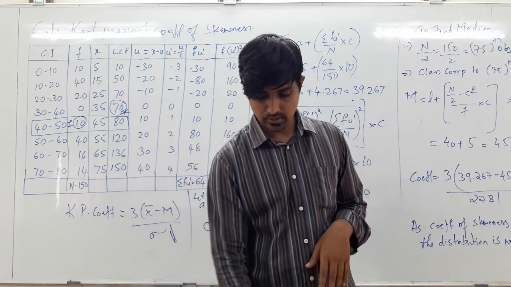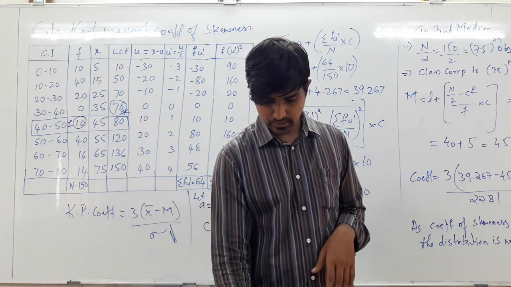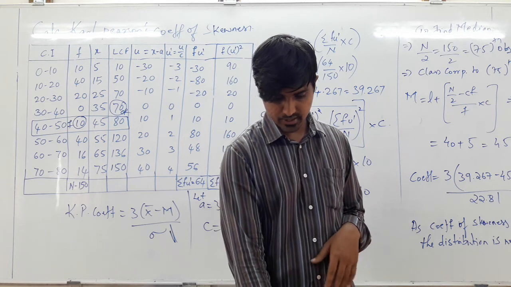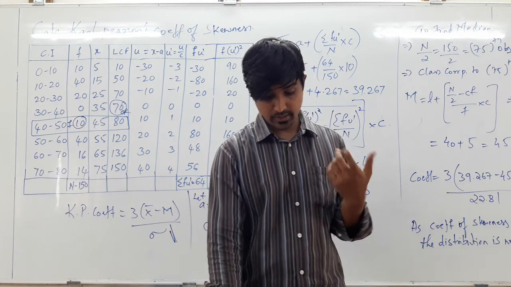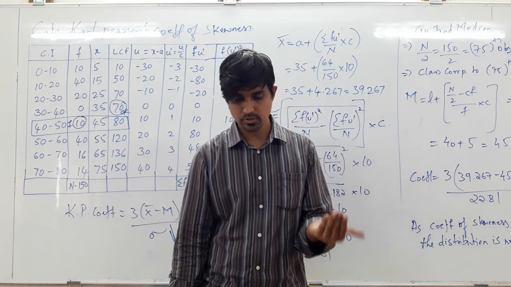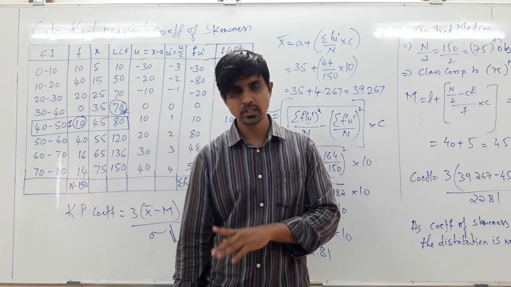There is one more kind of formula. I'll be doing it in my next class, and after finishing that, only sums on kurtosis will remain. I'll take those kurtosis sums also in my next class. So the next class will be only Bowley's coefficient of skewness and kurtosis.